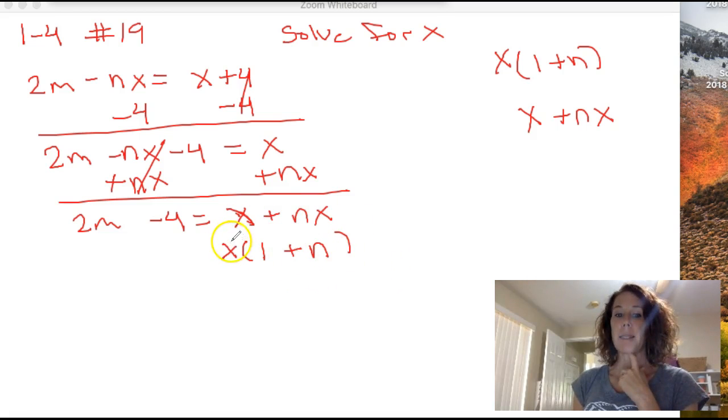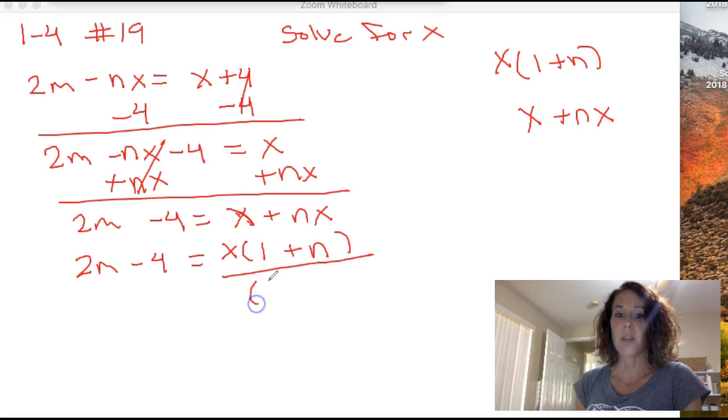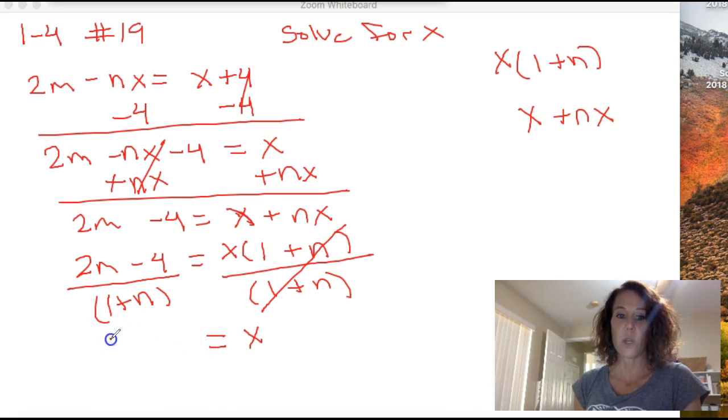Now look, my x is isolated. x is multiplied by this whole blob here. So on this side I have 2m minus 4, and that equals this. To get x by itself, the opposite of multiply would be divide. I'm going to divide by 1 plus n on both sides of the equation. I have to divide everything on this side, not just one term, the whole thing. That will eliminate that, and I'm now isolating my x. x equals 2m minus 4 divided by 1 plus n.